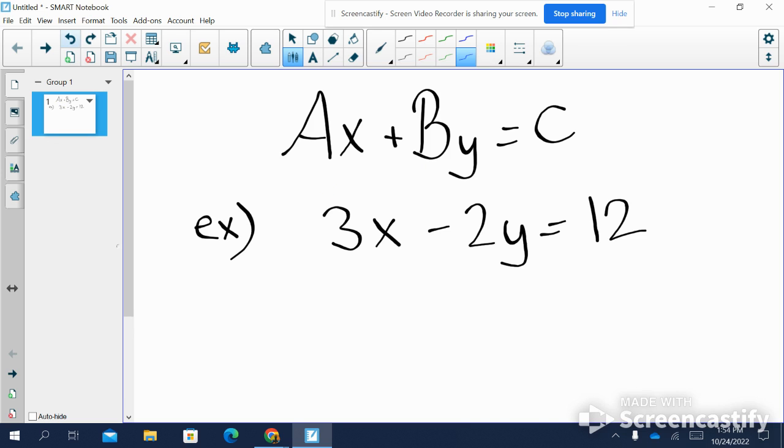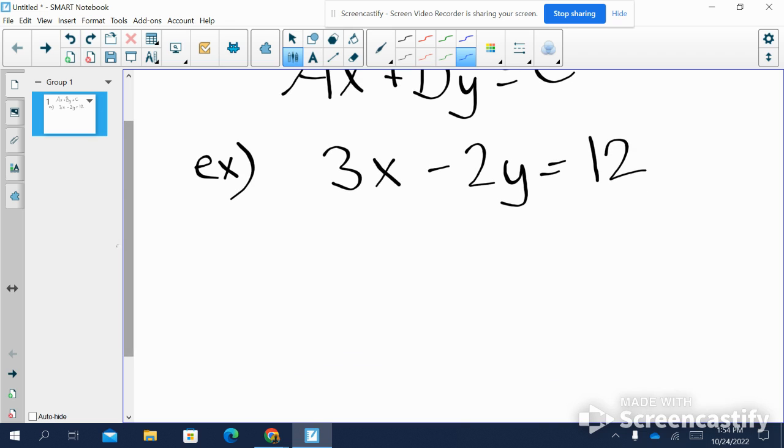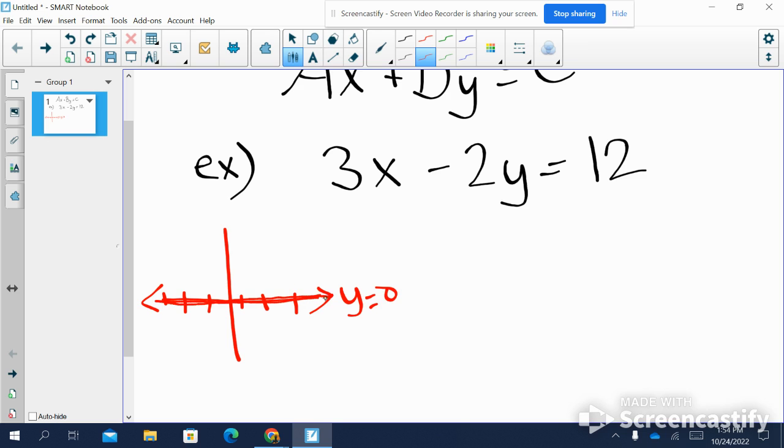When I'm looking at this particular form, it's helpful to find my x and my y intercepts, and then I can plot the points on the graph and draw a straight line between them. So how do we find our x and our y intercepts? Well, from before, when I talked about our x and our y intercepts, anytime that my y value is equal to 0, I'm going to be on the x-axis. So if I want to find my x-intercept for this, I just have to let y equal 0.